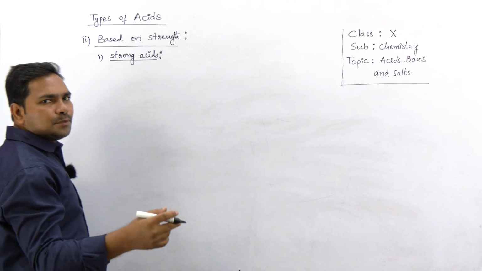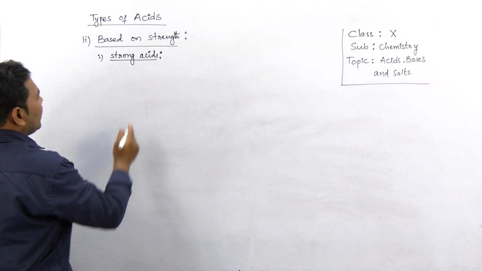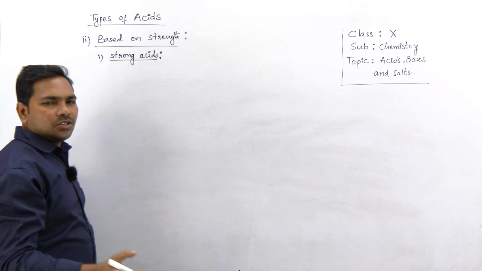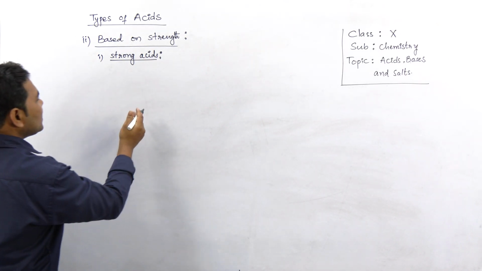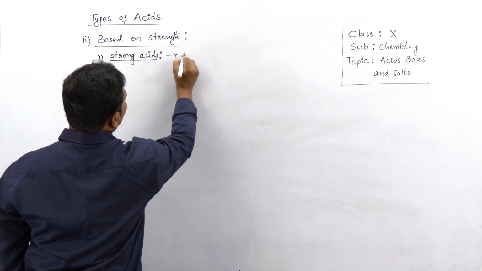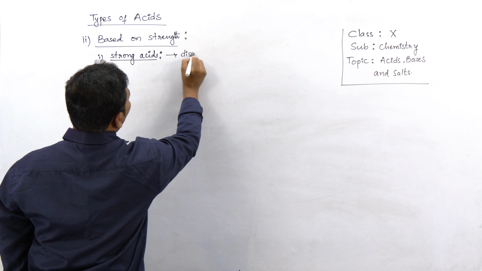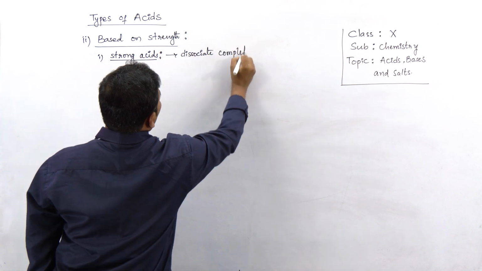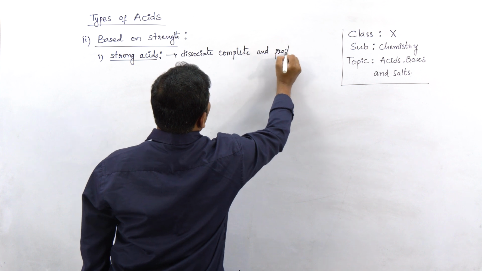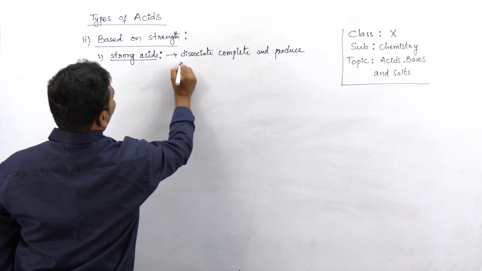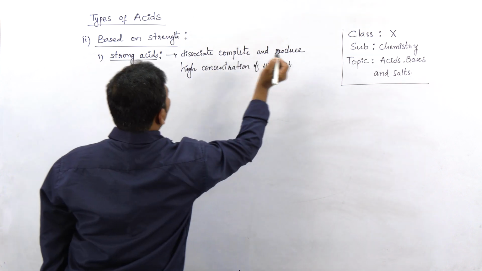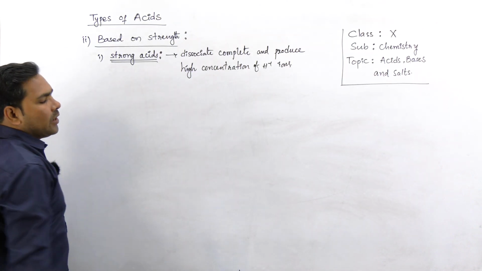We learned all acids produce hydrogen ions, right? But all acids cannot produce the same concentration of H+ ions, right? For example, some acids dissociate completely and produce a high concentration of H+ ions. Such acids are called strong acids.